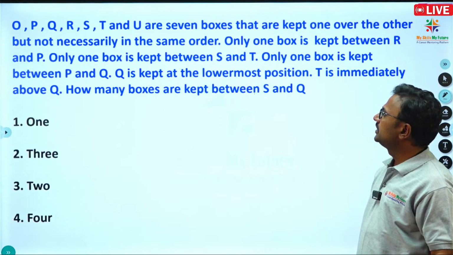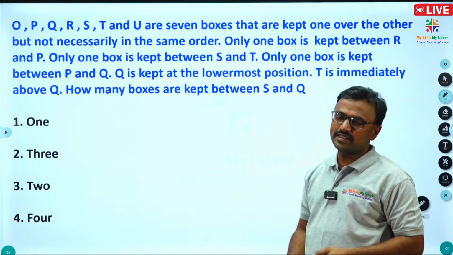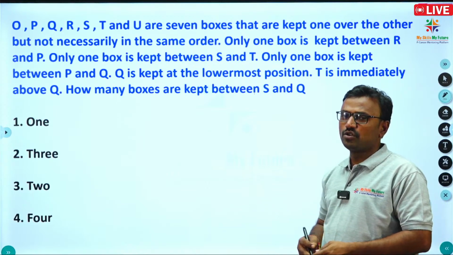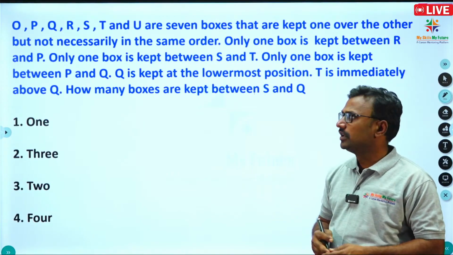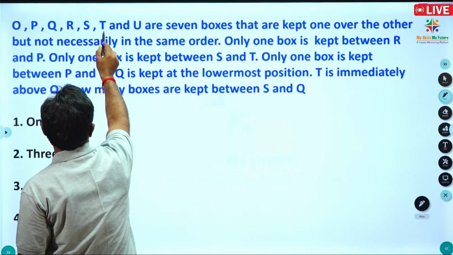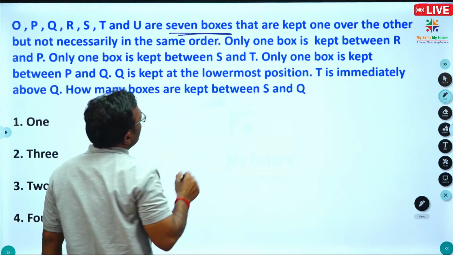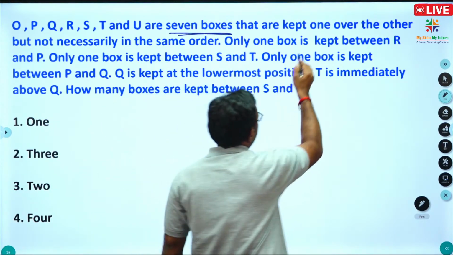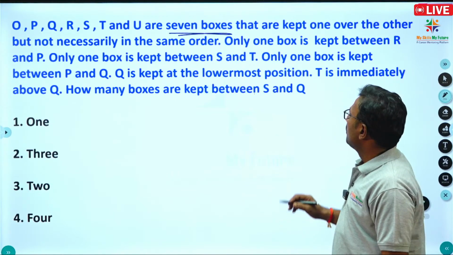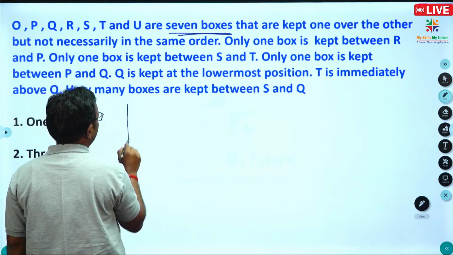See the question here. This question also looks similar to what we discussed in the previous session, and in this session also we discussed one problem like this. Okay, see the question. O, P, Q, R, S, T and U are 7 boxes, kept one over the other, but not necessarily in the same order. Only one box is kept between R and P.